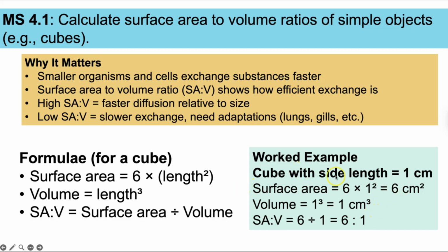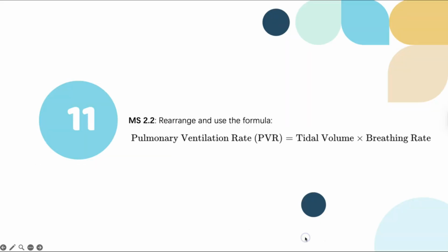So we've got an example here, a cube with dimensions of 1 centimetre. So 1 centimetre in height, length and width. If we were to do our surface area, the length squared is still 1, times 6, because there's 6 faces to that cube. So that gives us 6 centimetres squared. The volume is the length cubed. So 1 times 1 times 1, which is 1. So 1 centimetre cubed. So that means our surface area divided by volume is 6 divided by 1. So we have a ratio of 6 to 1.